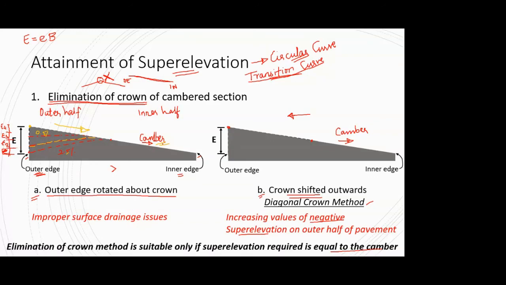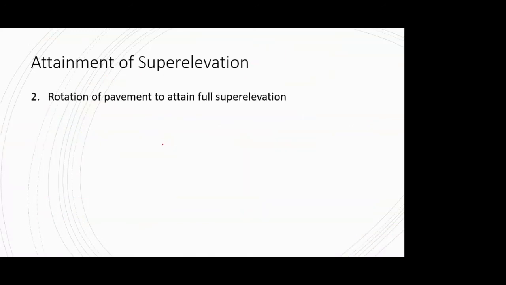So obviously we have to think of another method, and that method is method number 2, rotation of pavement. Till now in the first method, we had either raised the outer edge about the crown, or we had shifted the crown. But now in this second method we are going to rotate the pavement as a whole. It can be about 2 points. The first point is about the inner edge.